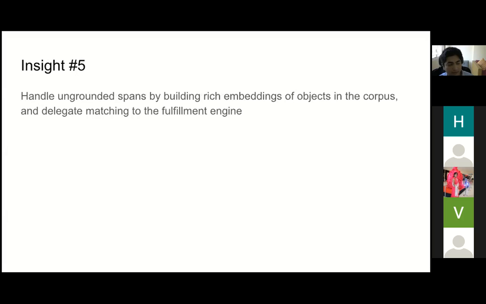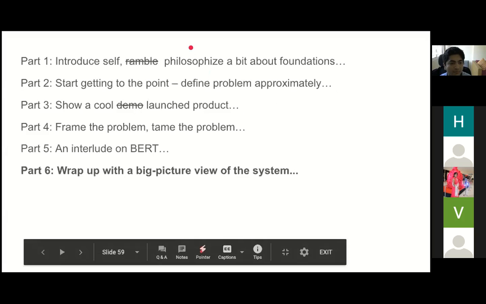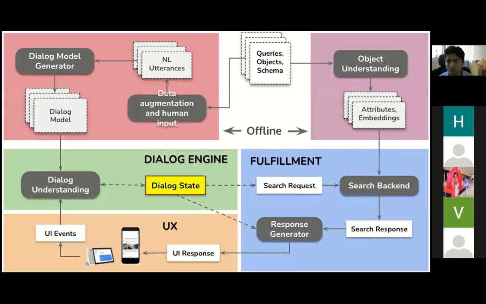So the last insight is we want to handle these ungrounded spans using rich embeddings, and then the fulfillment engine can easily fulfill what we wanted. Yeah, so I'm at the end of my talk. I want to just quickly take a step back and see the big picture. What happened here, right?